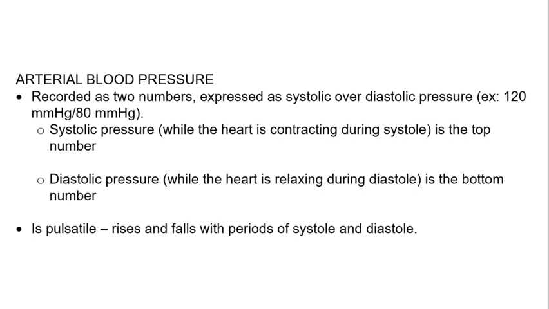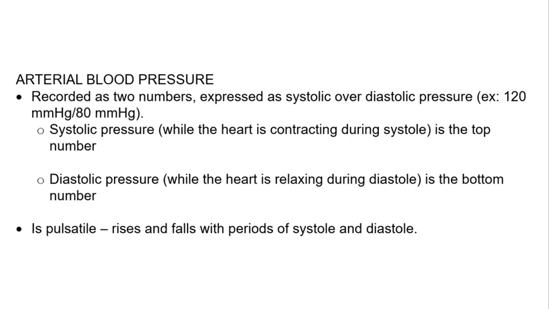Arterial blood pressure is recorded as two numbers expressed as systolic over diastolic pressure. For example, 120 millimeters of mercury over 80 millimeters of mercury. Systolic pressure, which is seen while the heart is contracting during systole, is the top number. Diastolic pressure, which is seen while the heart is relaxing during diastole, is the bottom number.